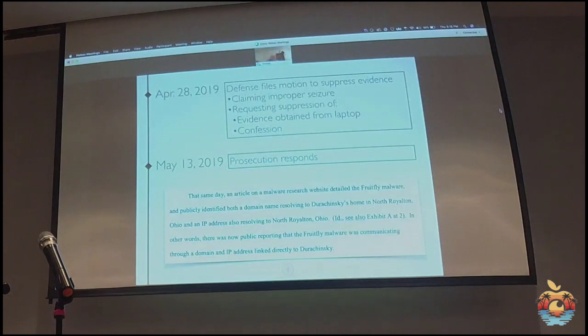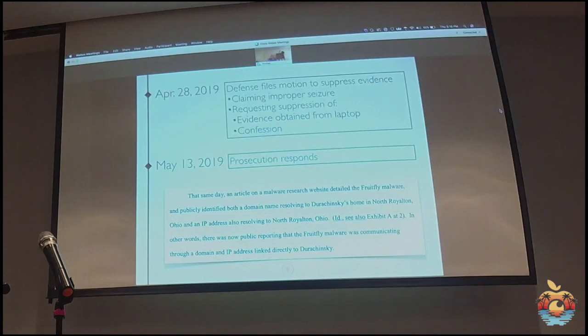Now, fast forward to 2019, in April, the defense filed a motion to suppress evidence. And the reason is they're claiming improper seizure because the FBI did not actually have a warrant at the time that they seized the hardware. The defense wants suppression of all of the evidence obtained from the laptop and Durachinsky's confession, which was evidently given following his arrest and being confronted with the evidence that had been gathered.